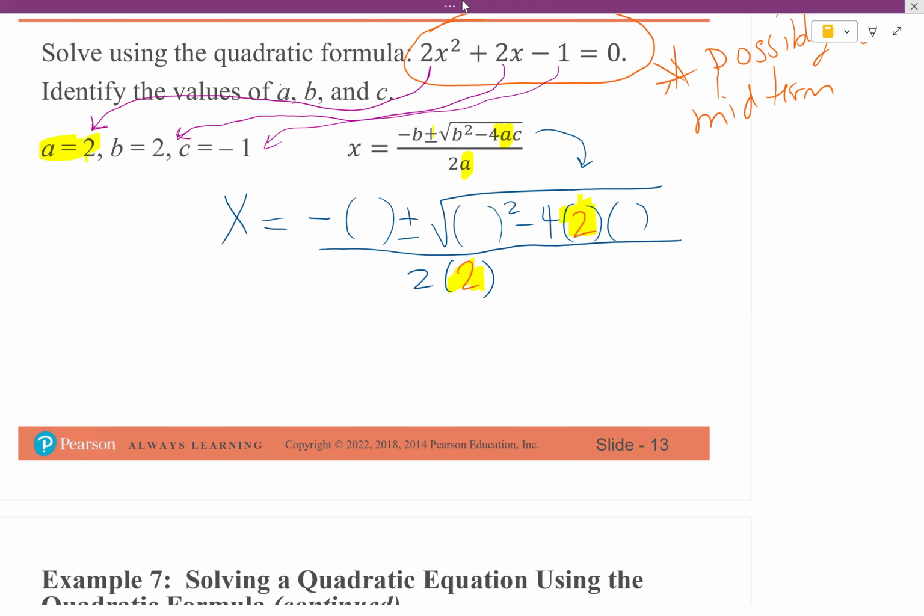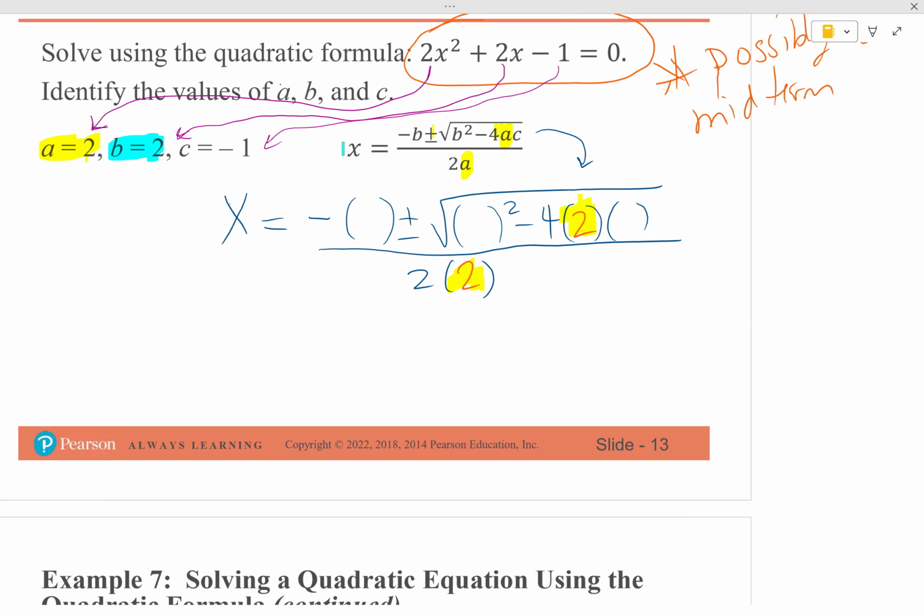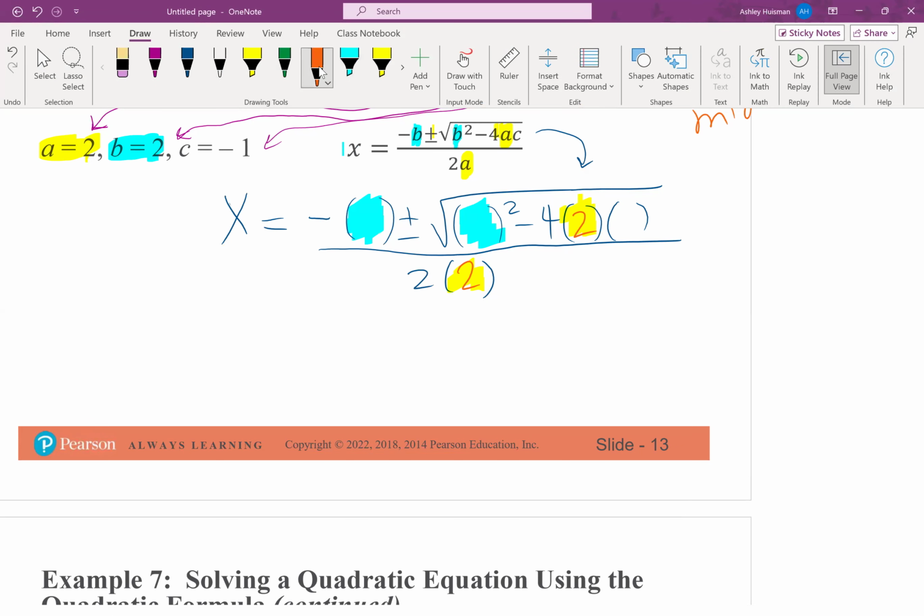All right, next one, B. What is B again? Another 2. Usually A, B, and C are different numbers, but in this case, they're trying to mess with us. B is 2. You're everywhere. B, you're here and you're here. So I'm going to put a 2 here and a 2 here because that's what B was. Okay. So far, not so bad.